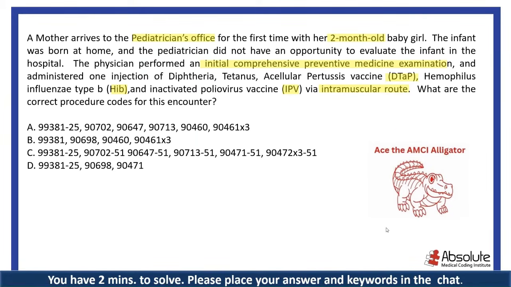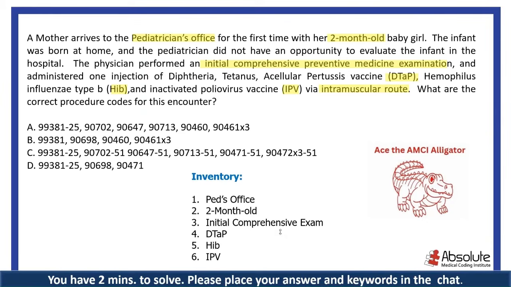And yes, we have Ace here, and straight away you all are on the top here. Excellent work, coders. So let's start by looking into our inventory. We have a pediatrician's office visit. There is a 2-month-old patient, initial comprehensive exam, DTaP, HIB, IPV vaccine, which has been given.